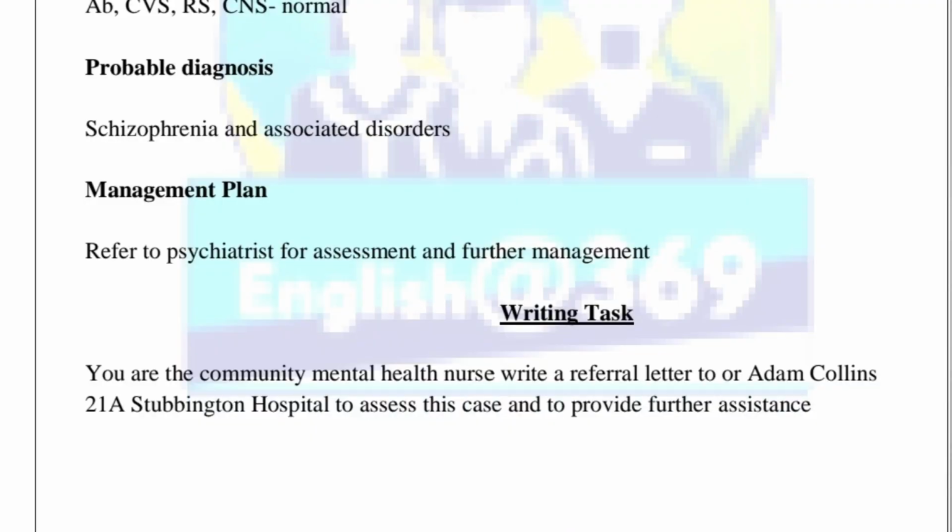You are the community mental health nurse. Write a referral letter to Dr. Adam Collins, 21A Stubbington Hospital, to assess this case and to provide further assistance. Here you need to analyze the basic things before you go to the rest of the case notes. If you are doing a nursing writing task, you will always be a nurse. Here you are writing to a doctor, but you are not quite sure which specialty doctor that is. You are asking for further assistance after the assessment of this particular patient's case. So this is a referral letter.